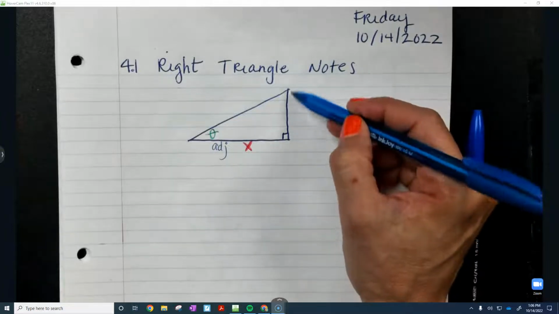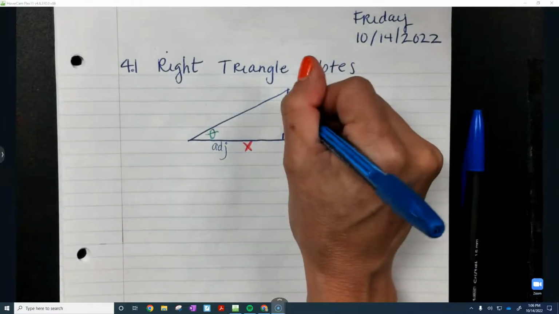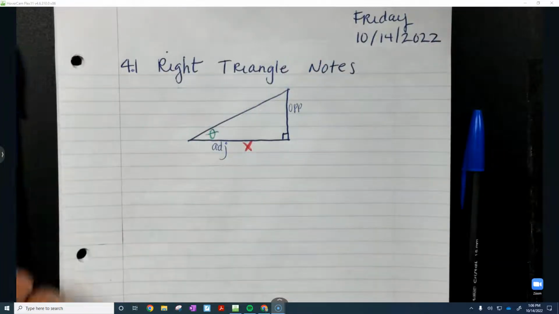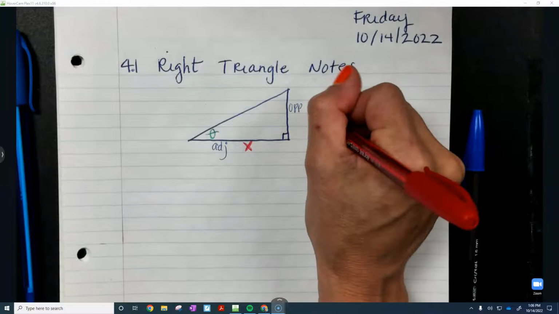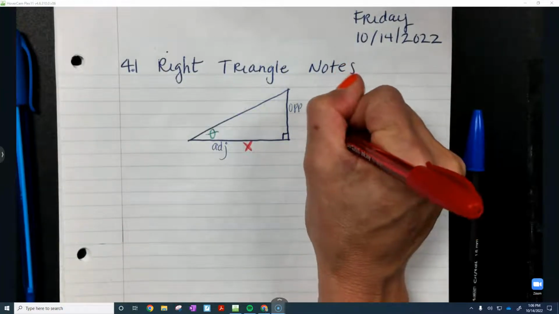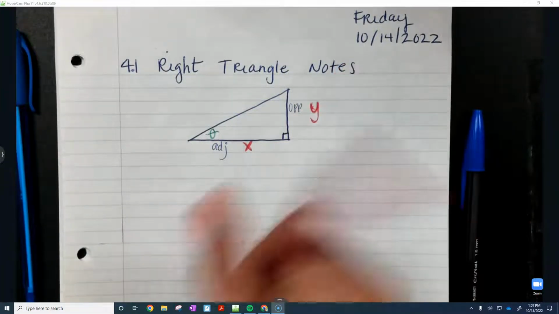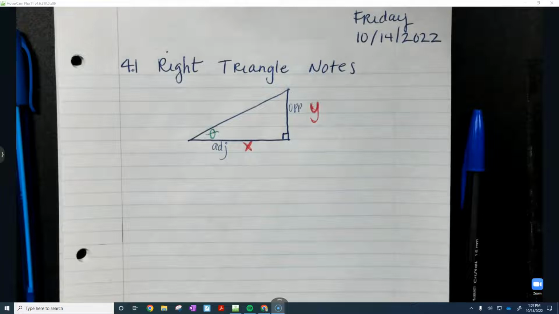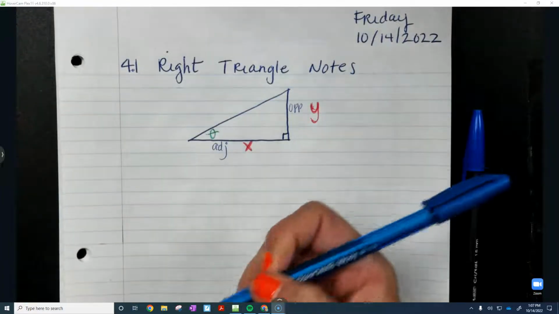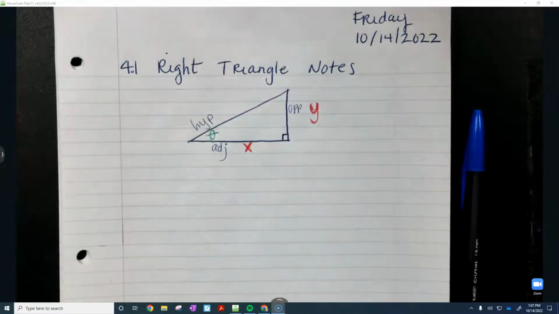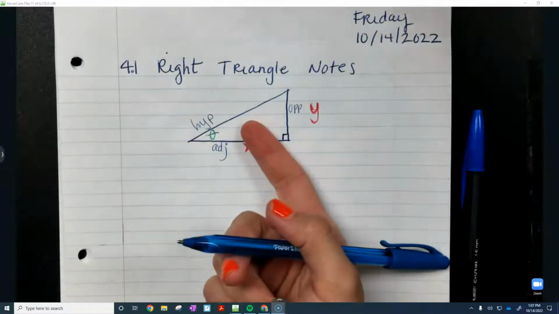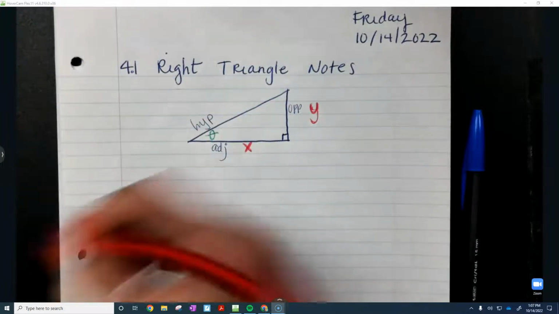And what is this side called? Opposite. And that is going to start transitioning into a Y value. So let me bold out my Y here. All right, so that leaves this as the hypotenuse. Now remember, we're going to create a unit circle. All circles have radii. This is going to turn into a radius. So let's bold out the letter R.